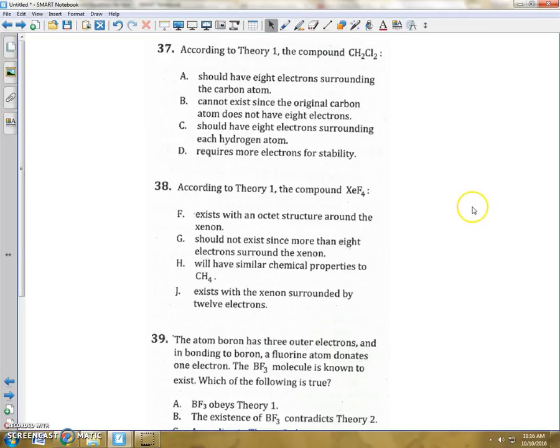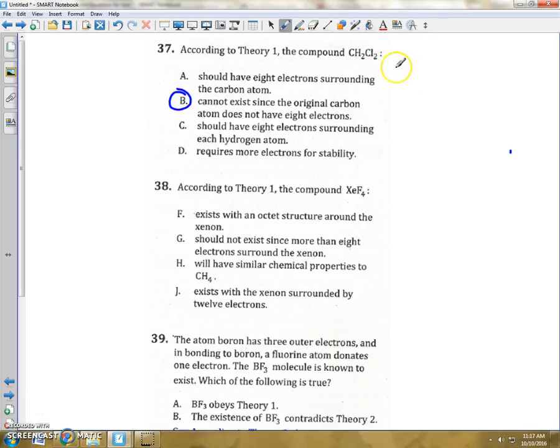It says, according to theory 1, the compound CH2Cl2, and then it wants you to identify which of these is the correct answer. So I know from theory 1 that there has to be 8 electrons surrounding the carbon. Well, I can see that there's not here, right? There's only these hydrogens. And so I know that there's not, so 37, the answer is B. It cannot exist because the original carbon atom does not have 8 electrons surrounding it.